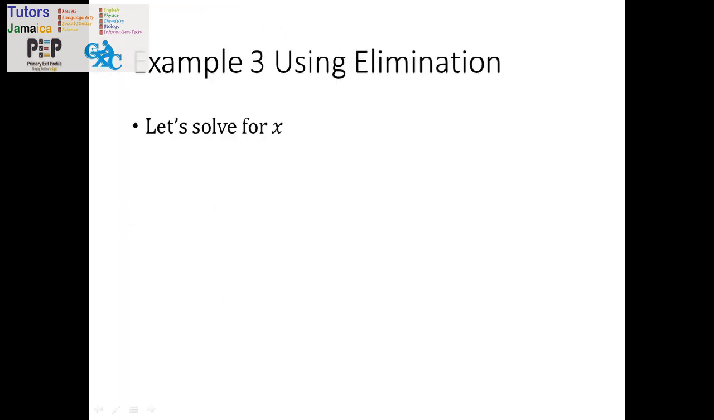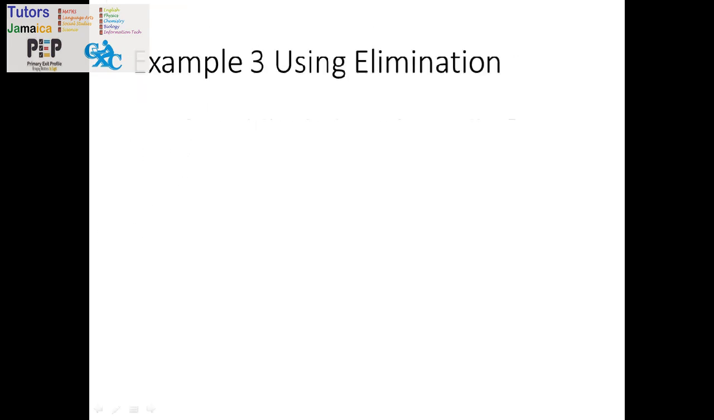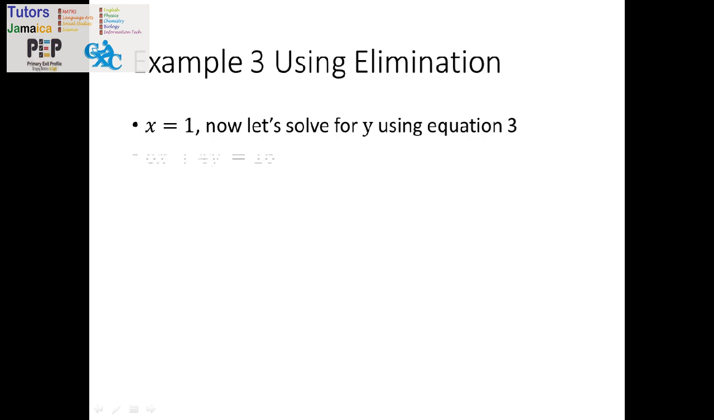Right? So let's solve for x. So 6x is equal to 6. So x is equal to 6 divided by 6, or x is equal to 1. So now that we know that x is equal to 1, let's solve for y using equation 3. Again, you can use any one of the equations. You can use equation 1, you can use equation 2. We're just going to use equation 3 to show you that it doesn't matter which one of the equations you choose. So 8x plus 4y equals 16.